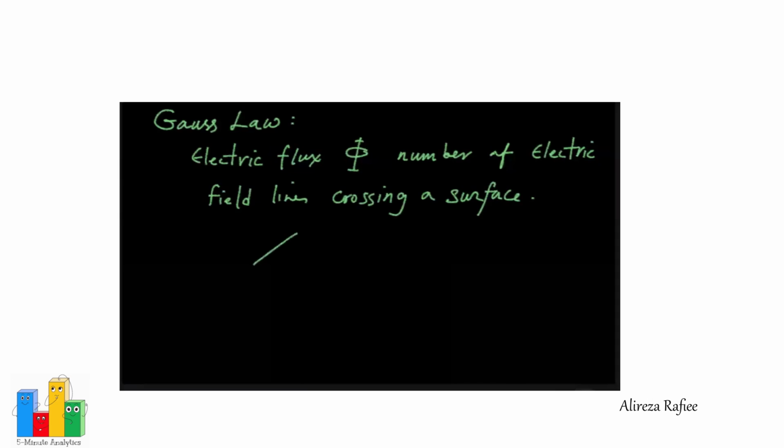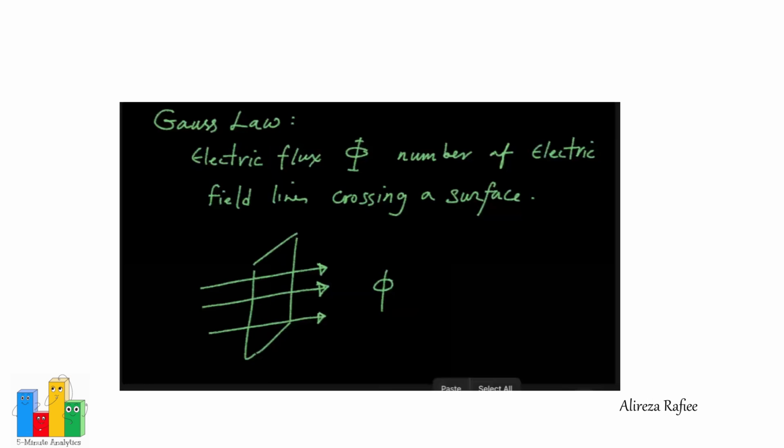So let's say you have a flat surface like this, and some electric field lines are crossing it. You can count how many lines pass through this surface, and that becomes the flux crossing this surface. Of course, the angle between the surface and the electric field lines is important. The size of the surface, this area, is important, and also the magnitude of the electric field lines.